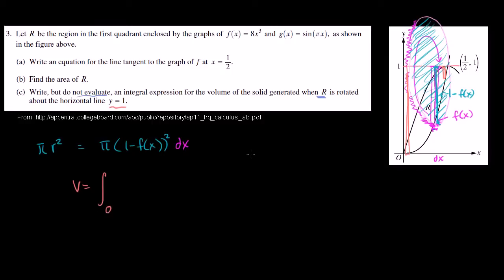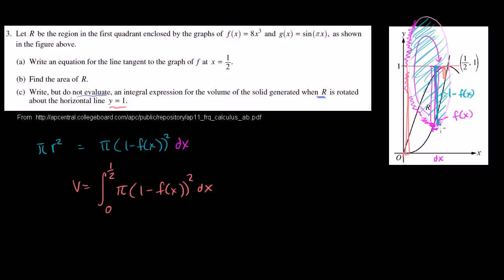So x goes from 0, which is this bounding point, to x is equal to 1/2, times pi times 1 minus f of x squared. This is the area of the face of each of those disks. And then I multiply it times the depth of each of those disks. Now this is the volume of each of those disks, and I'm taking the sum of all of them. So this is the volume.